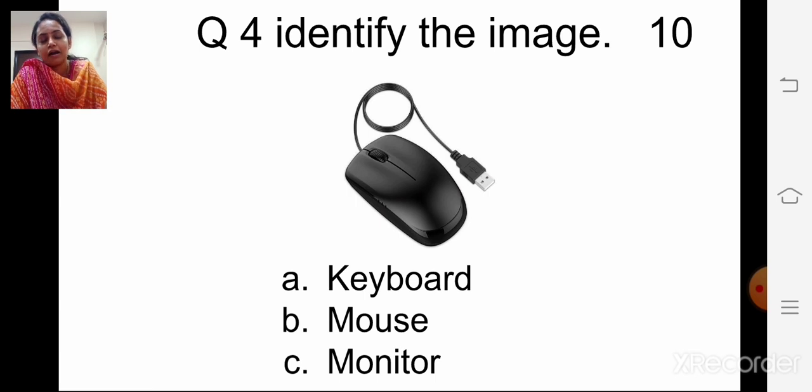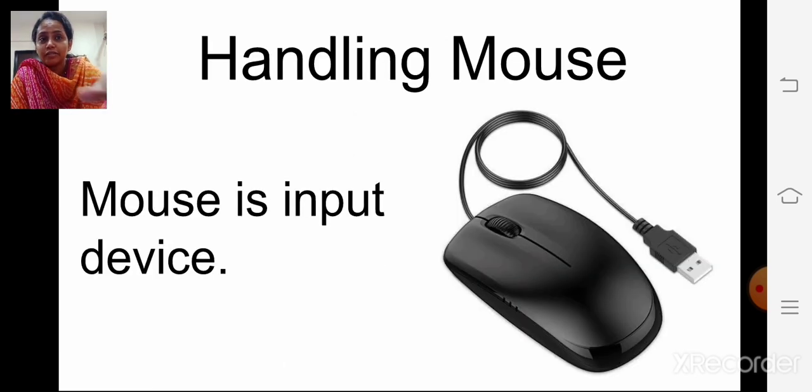Okay, now children, the 5th lesson, that is handling mouse. You can see the picture. Which picture is this? This picture is of mouse. This is mouse. Mouse is input device. Mouse is which device? Input device. We use mouse to give commands to the computer. So this device is called input device. This is input device.